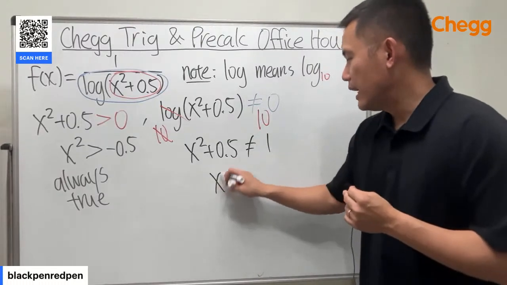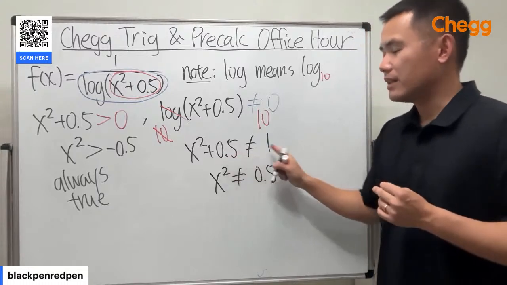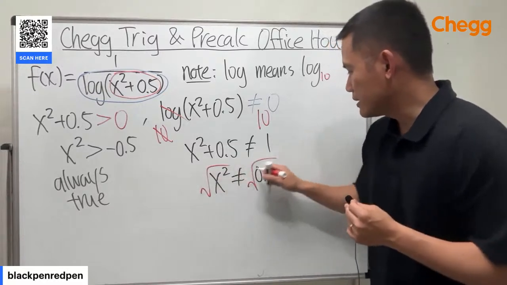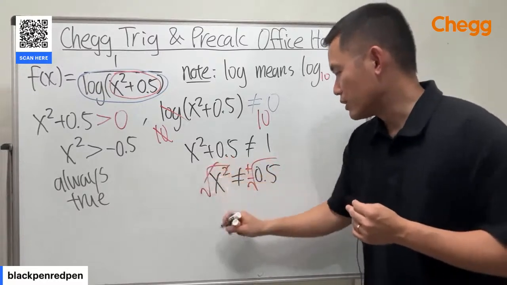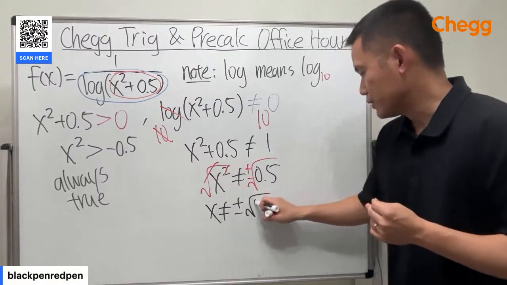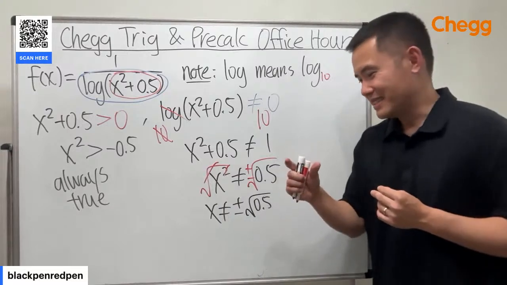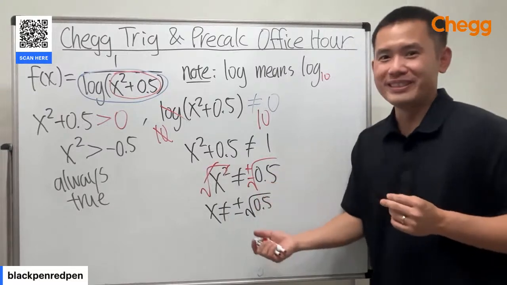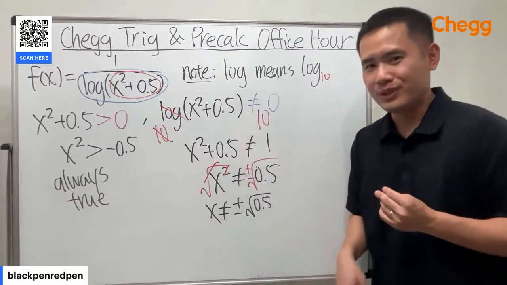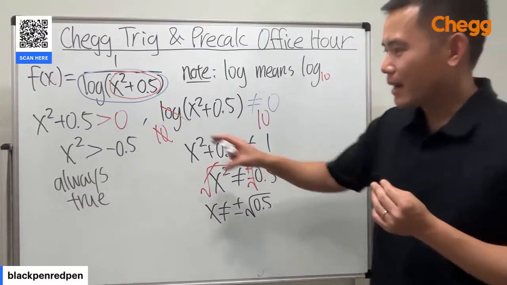Now, to solve it, subtract 0.5 from both sides. X squared cannot be equal to positive 0.5. Then take the square root of both sides, plus or minus. This still works. X cannot be plus or minus square root of 0.5. Allow me to just use decimal inside of a square root. Usually I would just change it to a fraction, but the question was written in decimal, so I will just keep the decimal.